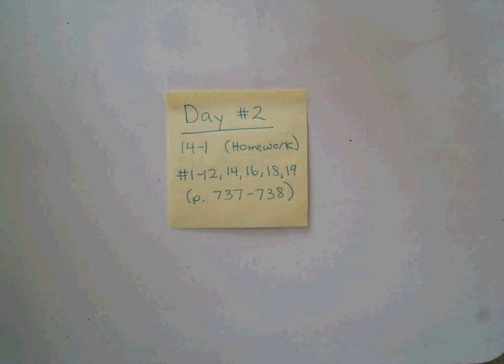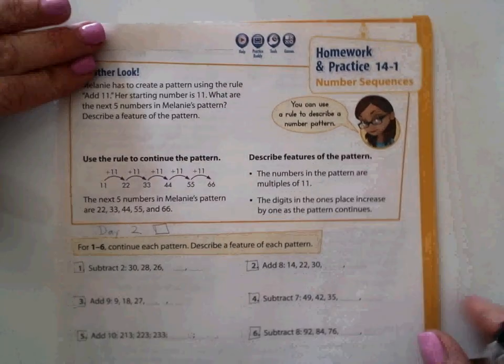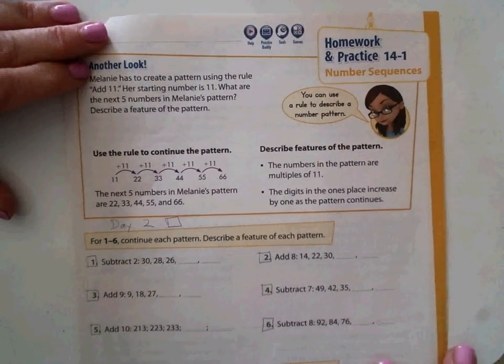Today is day 2 of our contingency plan, and it's a continuation of what we did yesterday. So today's assignment is 14-1, the homework pages, and you need to do numbers 1 through 12, 14, 16, 18, and 19, and that's on pages 737 to 738. So let's go ahead and get started. Let's just go over the another look.